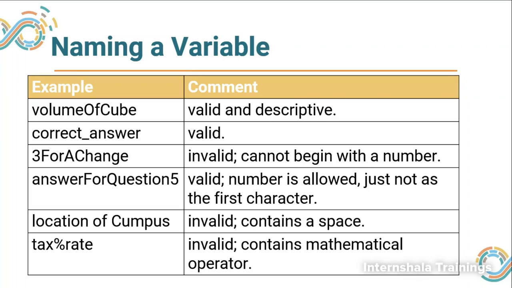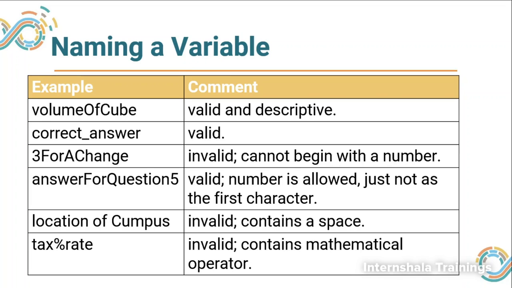I have a name, volumeOfCube. Here the first letters of of and cube are capitalized, so that makes it clear that these are three words but they are joined into one word. It's a valid and very descriptive way of naming a variable. Next we have correct_answer. This is valid and a better way of naming the variable because we are properly defining what the two different words are here.